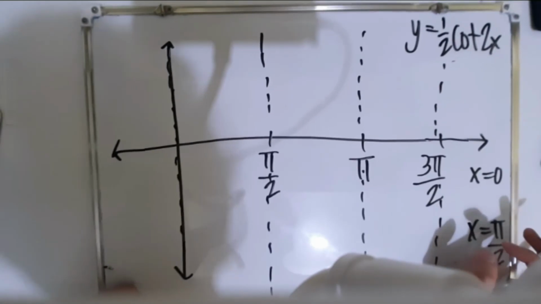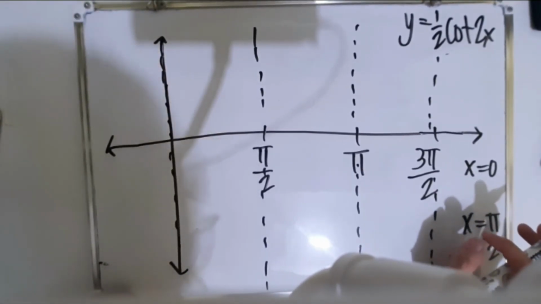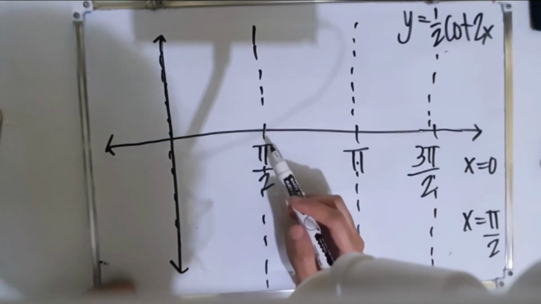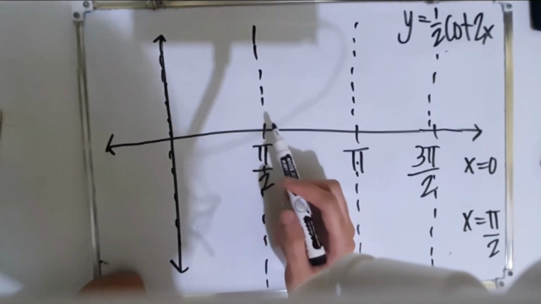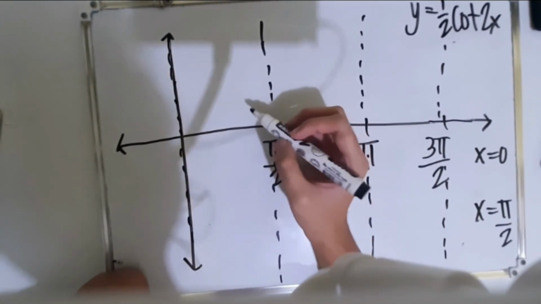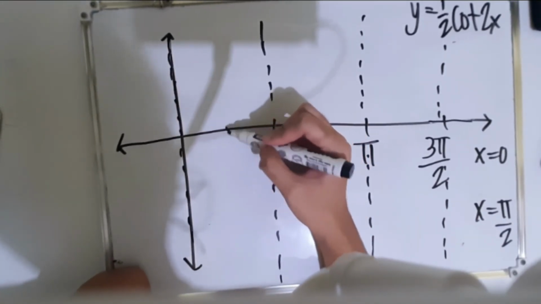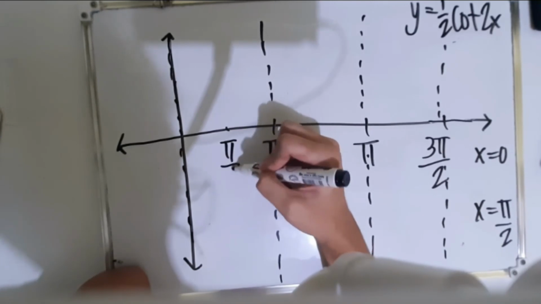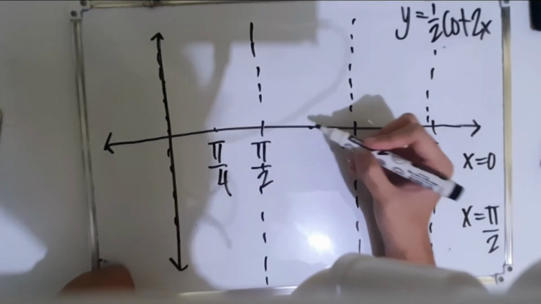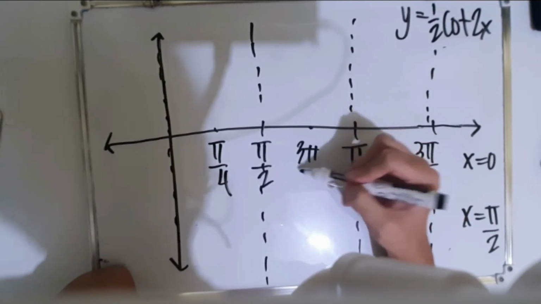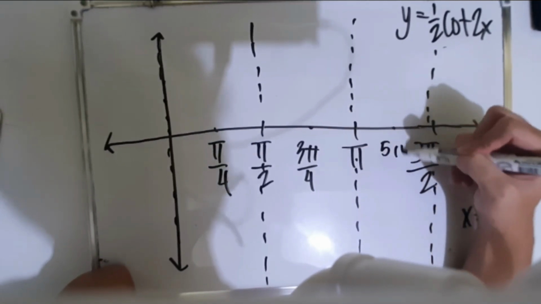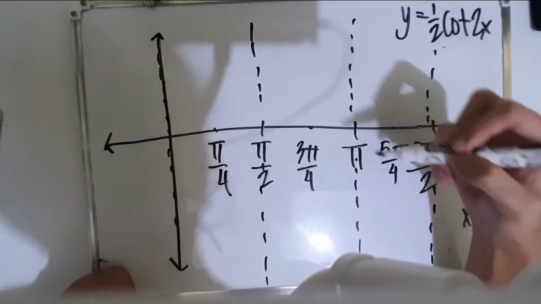Also, before we graph, we need to find the x-intercept. We can do this by finding the midpoint of the two asymptotes. In this case, it's pi over 4, 3 pi over 4, then 5 pi over 4.